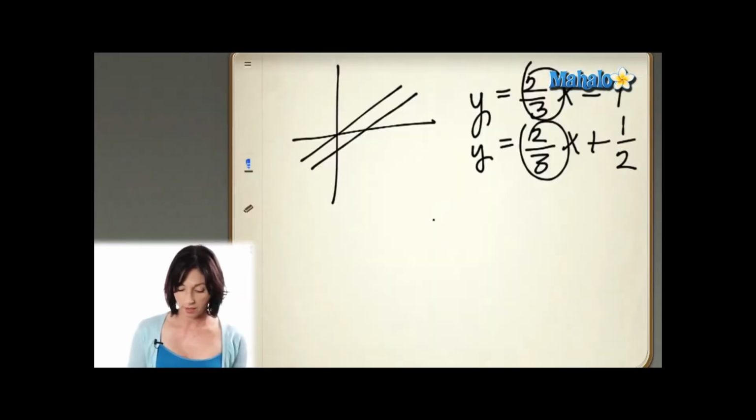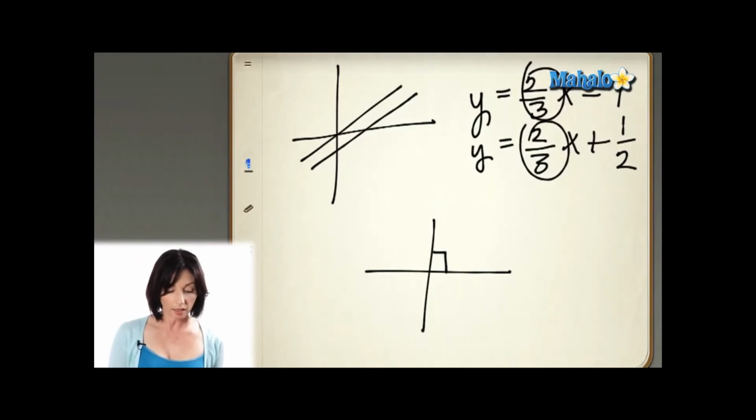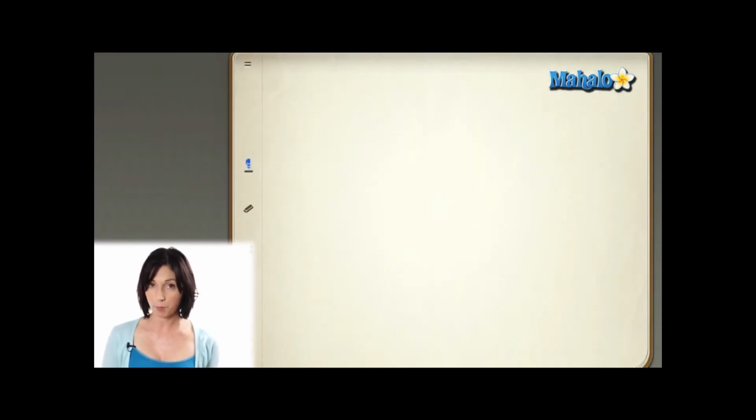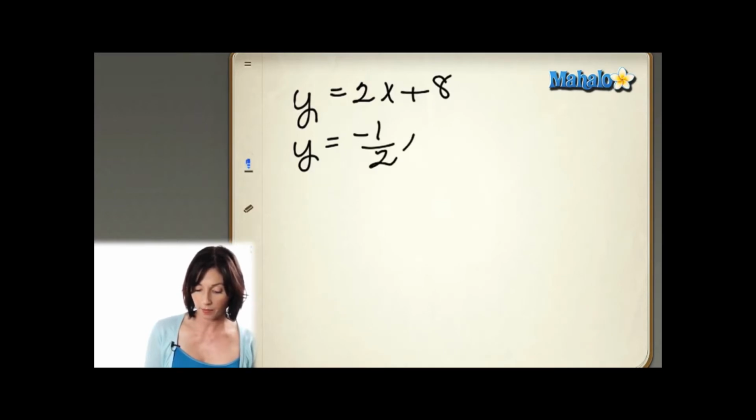Perpendicular lines intersect at a 90-degree angle, like this. So if you have one line that's horizontal and another line that's vertical, those two lines will be perpendicular to each other. Now, you can tell if two lines are perpendicular to each other also by looking at their slopes. So let's say we have the line y equals 2x plus 8 and y equals minus 1/2 x plus 14.